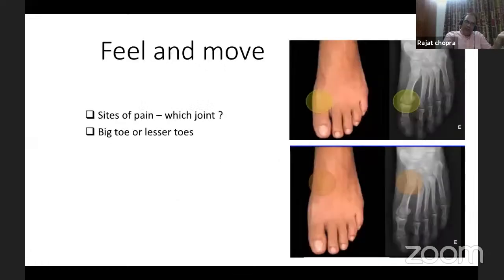So now, with patients, the dictum remains the same: you look, you feel, and then you move. Now, the important question is, when the patient says they have come with pain, where is the pain? Which joint is causing the pain? Is it the great toe MTP joint, or the TMT joint that is causing the pain? And is it the lesser toes which are causing the pain?